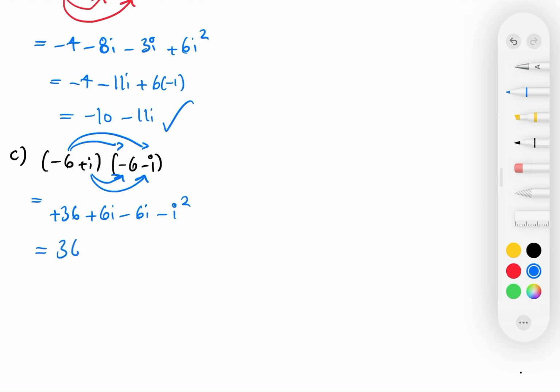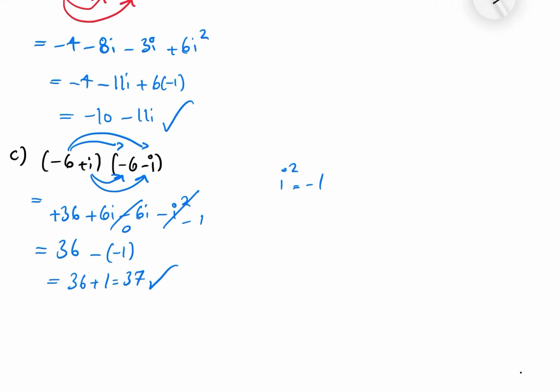All right, so 36, this is 0, minus 1 to the power of 2, right? Actually, not to the power of 2. See, that's a mistake that you can make, right? Because i squared is actually negative 1. So don't do that. So you're going to get negative 1, since i squared is negative 1, and negative times negative is going to become positive. So 36 plus 1, that's 37. All right. Now, remember this. Whenever you're multiplying, as you can see right here, negative 6 minus i was the conjugate of negative 6 plus i.